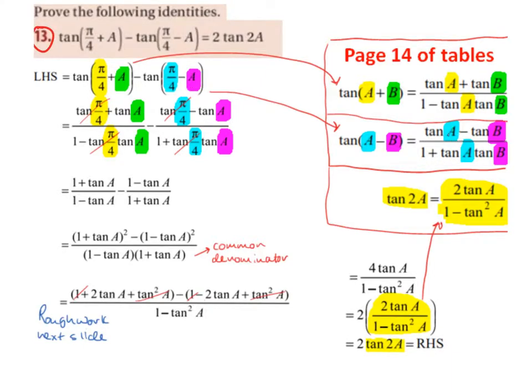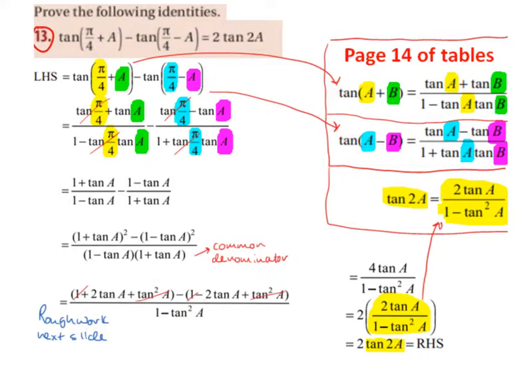So tan of a becomes tan of pi over 4, we bring over the minus, tan of b becomes tan of a. That's divided by 1 plus tan of a, which becomes tan of pi over 4, tan of b, which becomes tan of a. So this becomes this. Now we can start to simplify.